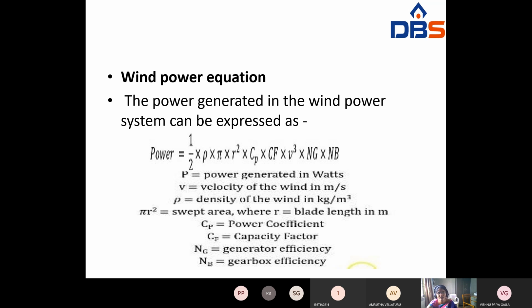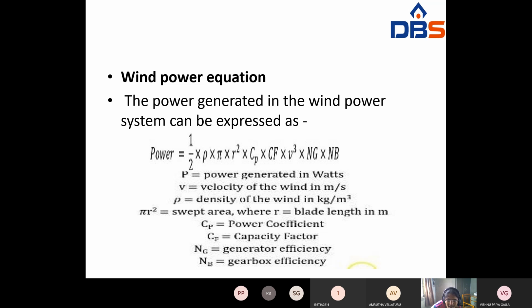Wind power equation. Next one: the power generated in the wind power system can be expressed. The power required from the windmill is P equals half times rho times pi times R squared times Cp times Cf times V cubed. This is V cube, velocity, times Ng and Nb, N suffix G and N suffix B.